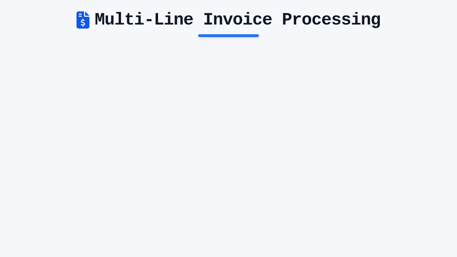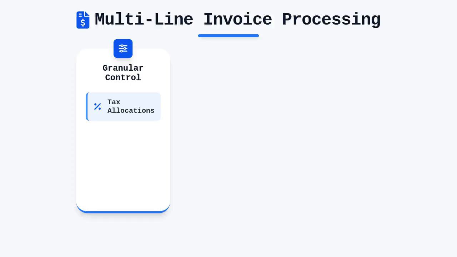When we look closer at multi-line invoices, the system allows for granular control over tax allocations and financial dimension distribution at the line level. This is particularly important for organizations that need to split expenses across multiple departments or cost centers during the entry process.